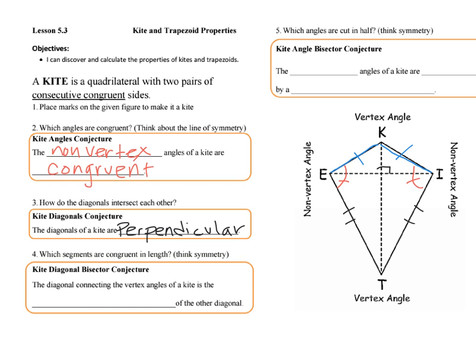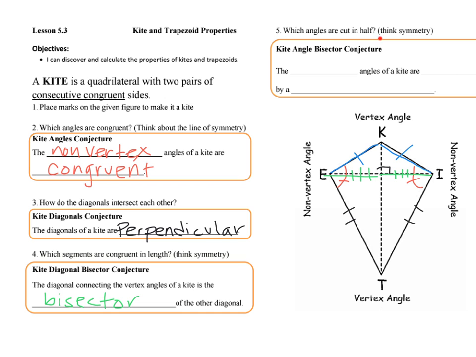Which segments are congruent in length? Again, we're going to think about the line of symmetry. So if this is our line of symmetry, then this diagonal here looks as though it's been cut in half. So these two segments would be congruent to each other. Kite diagonal bisector conjecture: the diagonal connecting the vertex angles of a kite, so from here to here, is the bisector of the other diagonal. So I went ahead and marked this segment congruent with this segment, so I have my hash marks matching up.